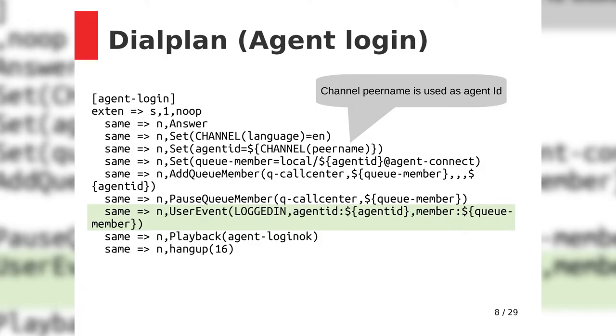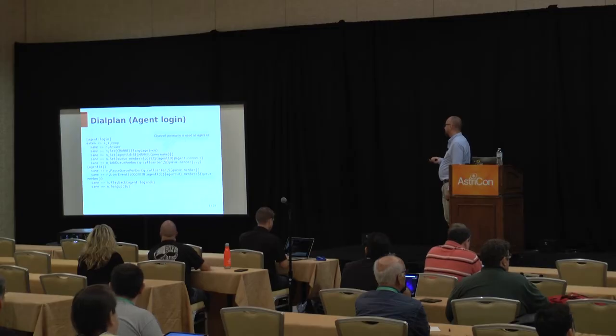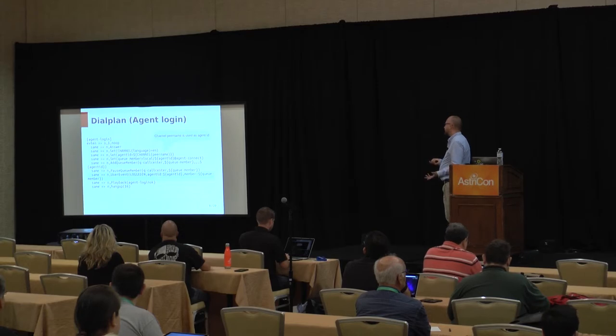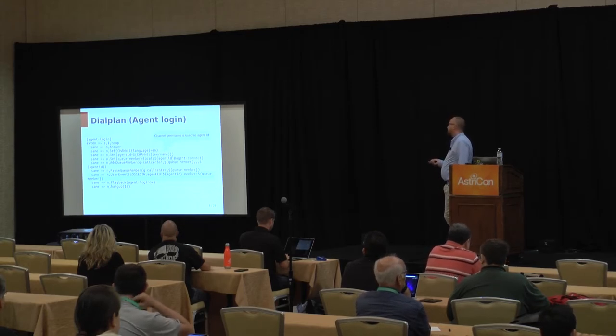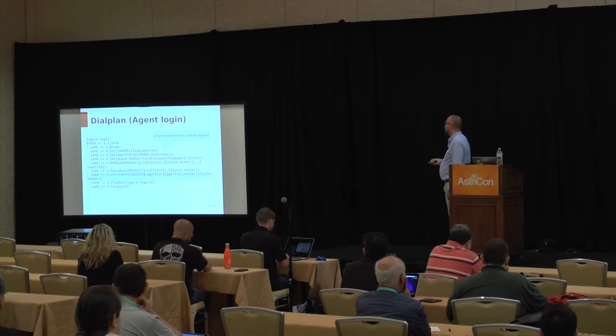For the login, we're just going to use the peer name of the channel as an agent ID for this example. We create a queue member, which is a local channel at this context, and then add this queue member to our call center queue. Then we immediately pause it so that he doesn't get any calls initially. Then we send a user event to our backend process saying that now we have a new agent with this agent ID and this interface. And then we play a message saying that we logged in.